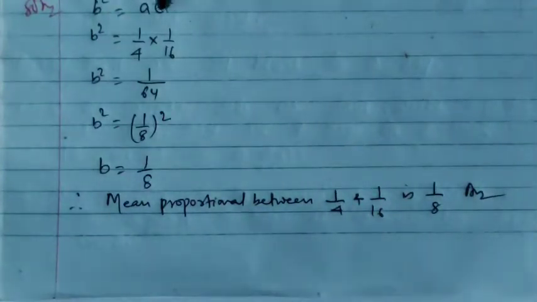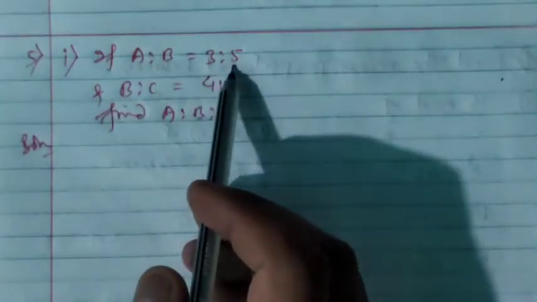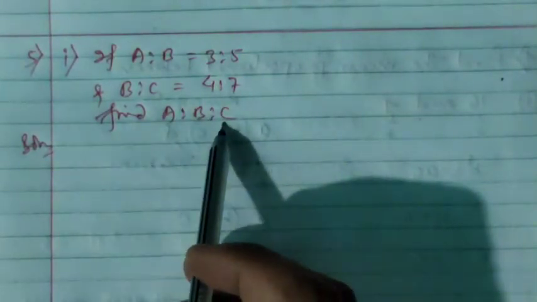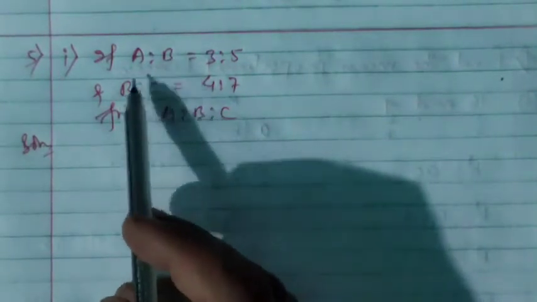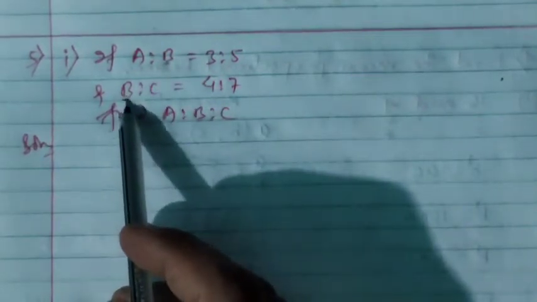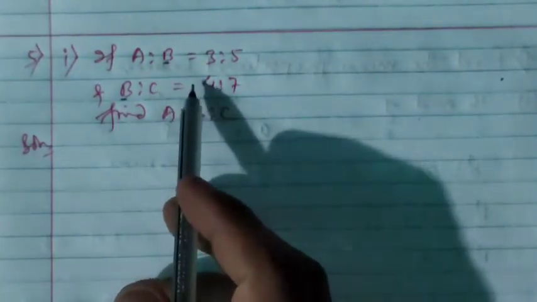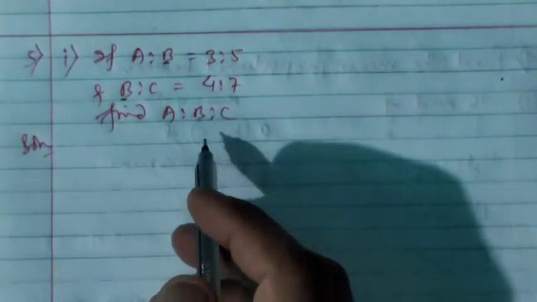Let us move to the next question, question number 5. Our next question number 5 is saying: if A ratio B is equal to 3 ratio 5, B ratio C is equal to 4 ratio 7, find A ratio B ratio C. In this type of question, we can see that B is common in both ratios. Here in A ratio B, B is there. Here again in B ratio C, B is there. B is common, but the values of B are not the same. So for solving this type of question, we have to make the value of B the same.